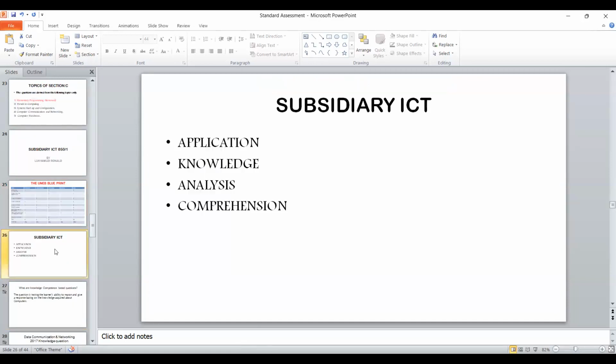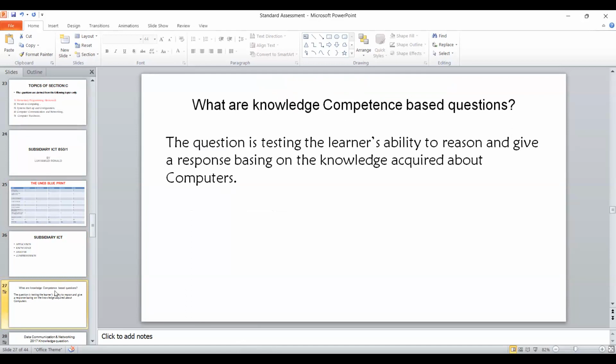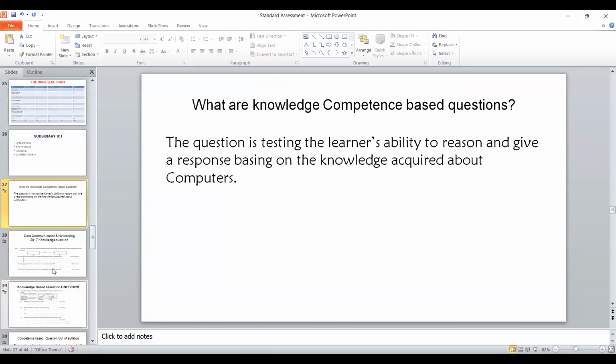Competences in subsidiary ICT: we have application, knowledge, analysis, and comprehension. I've told you that if a question is about knowledge, it is testing the learner's ability to reason and give a response based on the knowledge acquired about computers. When we ask you about computers, can you reason? Can you give a response? Such questions are of this nature.